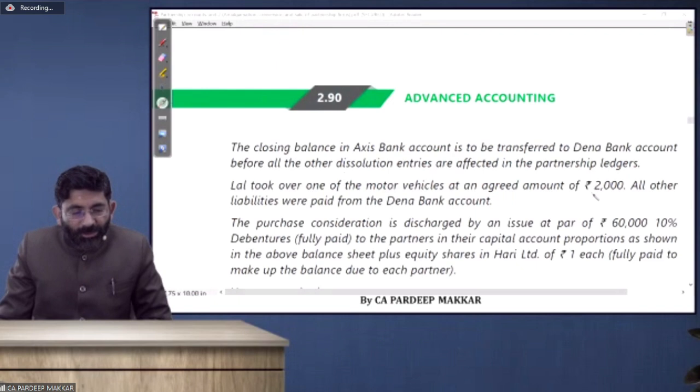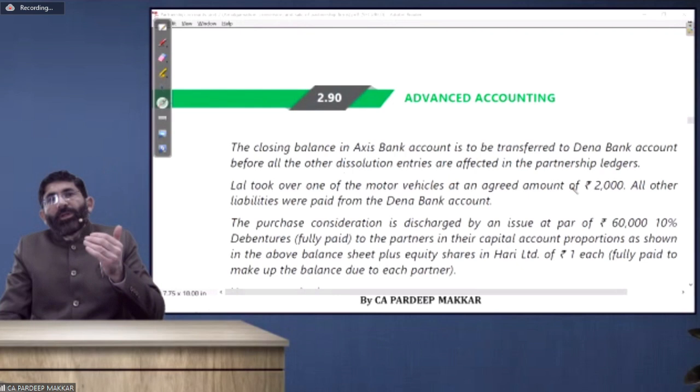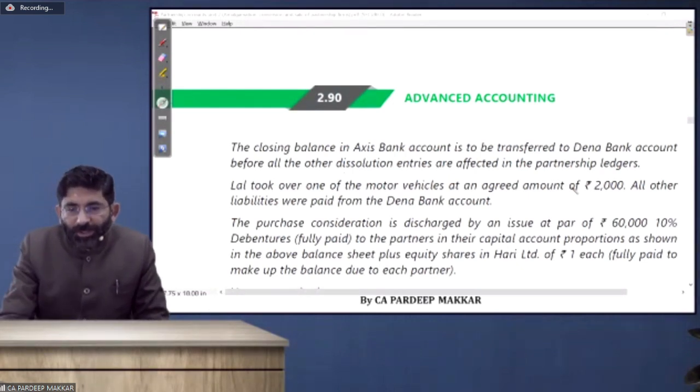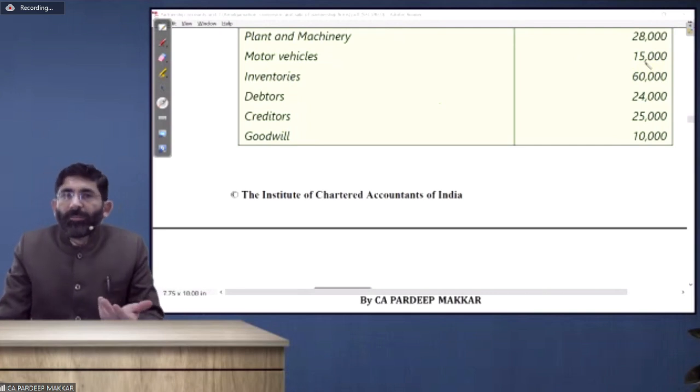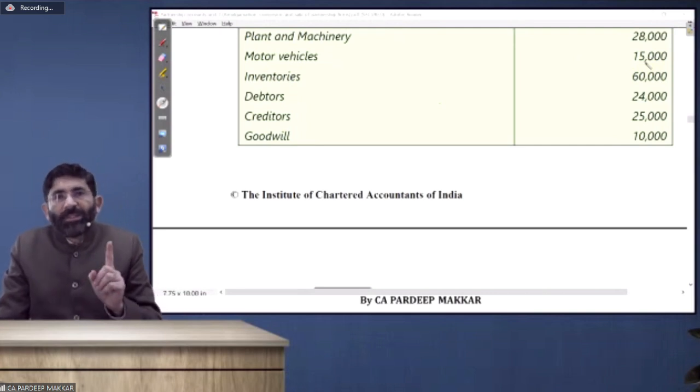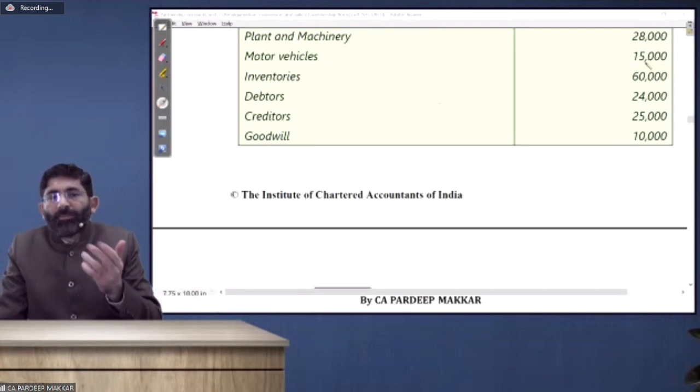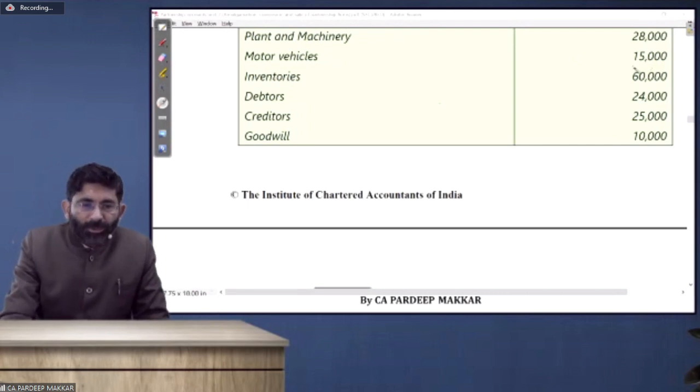That means this motor vehicle is not taken over in full by the purchasing company, because the purchasing company mentioned that they have also taken over our motor vehicles. They say the motor vehicle is taken over by them. Now, how have Lal and the purchasing company both taken over? Basically, there are a number of motor vehicles available with us, so we may assume one motor vehicle is taken by Lal and the remaining is to be taken by the company. So we have to assume that in this case.